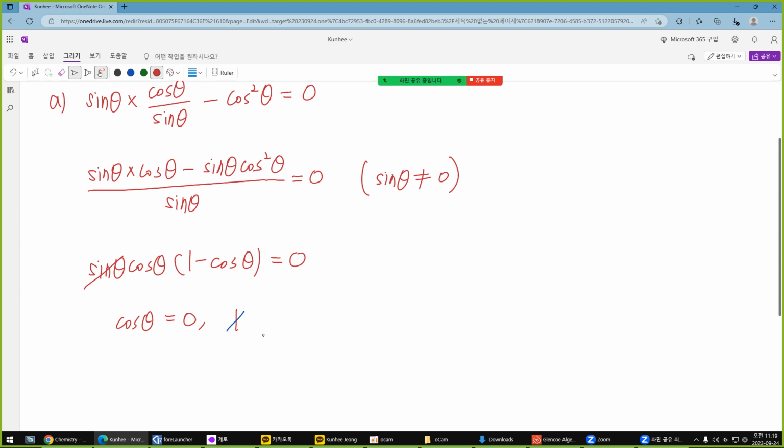So in this case, the only solution is when cosine theta is 0. Use your calculator. That means theta is cosine inverse of 0. What's cosine inverse of 0?